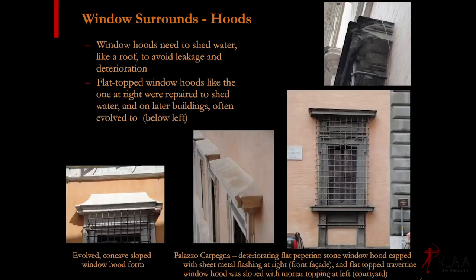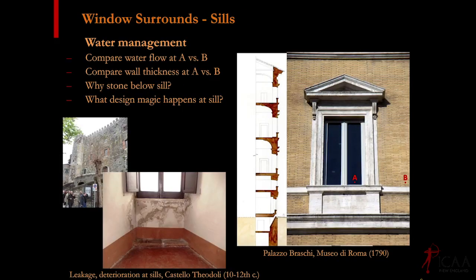So just back to the top of the windows for a moment, when you look at Renaissance palazzi, there are a lot of variations on the theme of what these windows look like, but they usually have some sort of slope to them to shed water, and then the ones that are very flat usually end up having problems like this, and then being capped later because of deterioration at the top. So that's an example from Palazzo Carpegna.